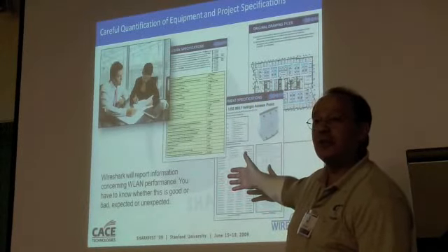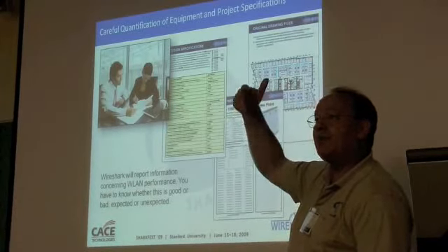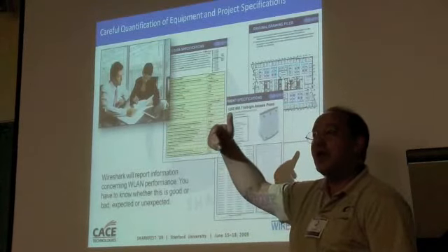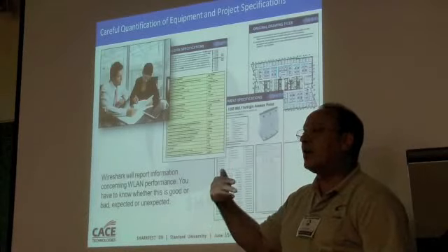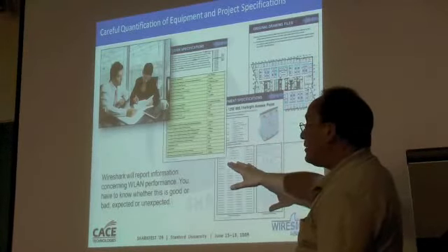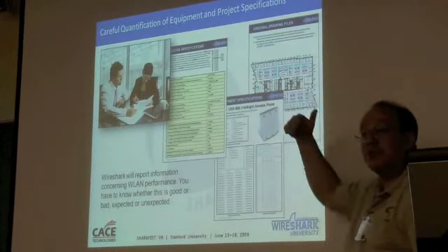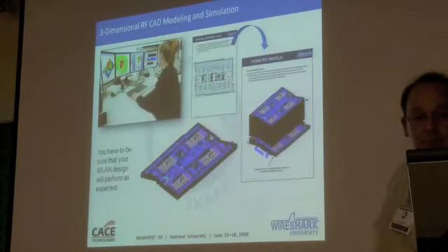So careful quantification of the equipment and then project specifications matters, because Wireshark is going to tell you things about the network performance. You're going to look at the packet level behavior. You're going to understand things about performance and operation on the network. And many times, whether those things are good or bad, right or wrong, are dependent upon what the manufacturer's specifications are and dependent on what the requirements were that were stipulated for the project.